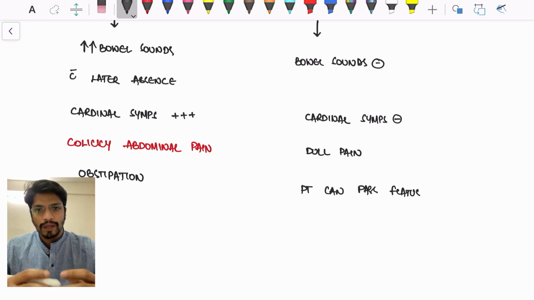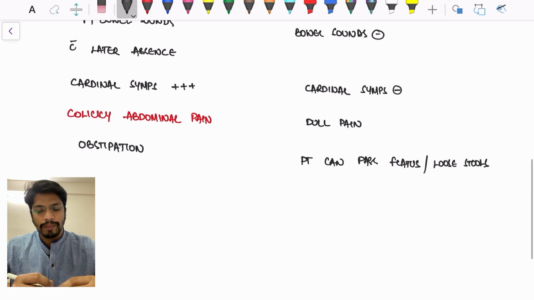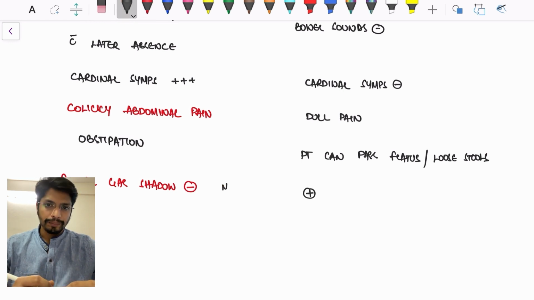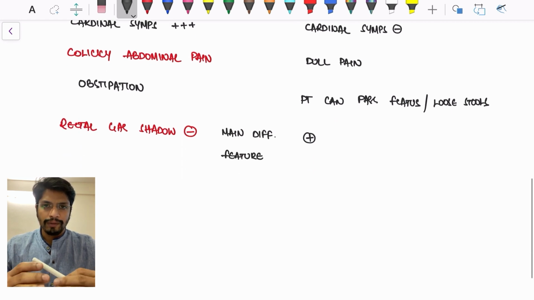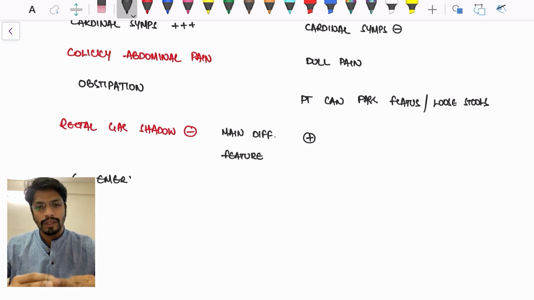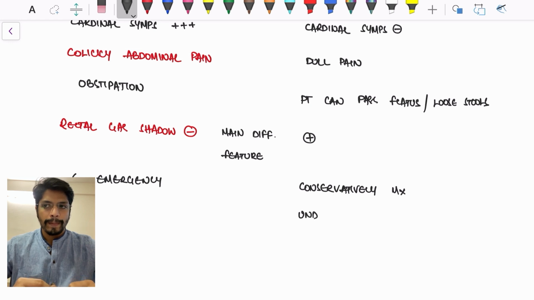The main important differentiating feature between pseudo and mechanical obstruction is the rectal gas shadow. Rectal gas shadow is absent in dynamic obstruction, whereas it is seen in pseudo obstruction. So whenever there is mechanical obstruction, it is a surgical emergency, but pseudo obstruction should be conservatively managed.